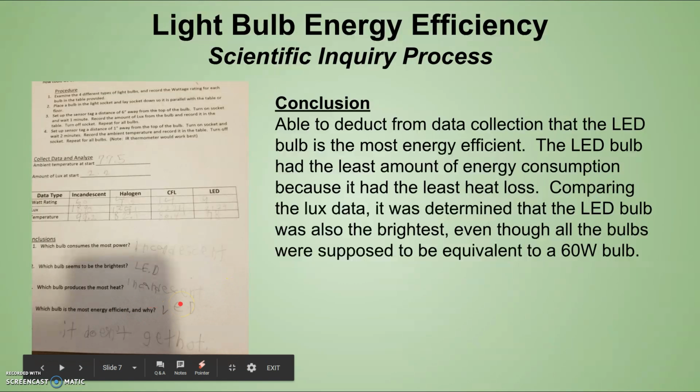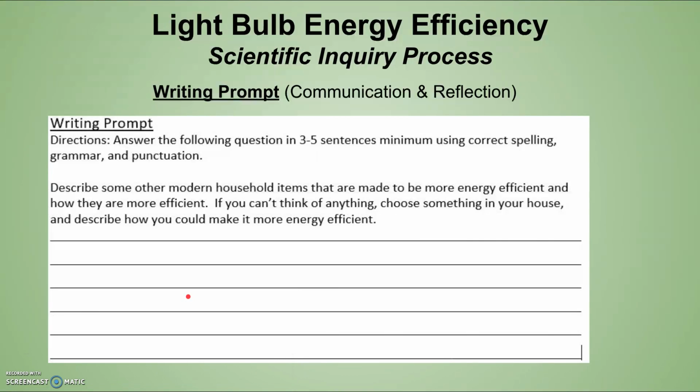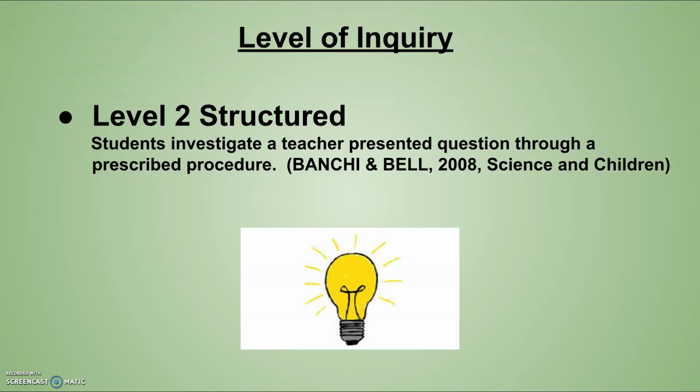So he was able to make the correlation that the amount of heat loss coming off of the bulbs correlated with the wattage consumption. It would consume more energy because it was dissipating a tremendous amount of heat. And so at the conclusion of this activity, I would have my students complete a writing prompt. I think that's a good way for them to communicate some of the concepts they have learned, and also do a little bit of reflection in how this information can be applied to their everyday lives.